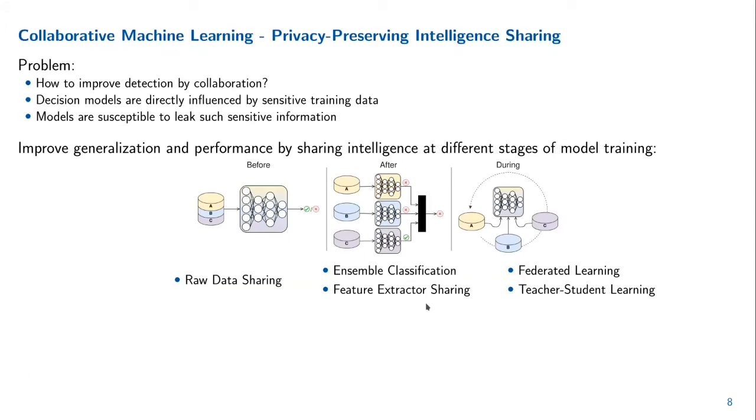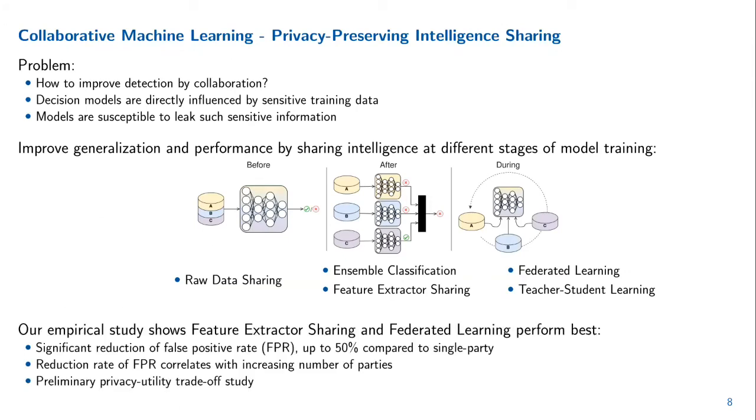And two other approaches are applicable during the training of a collaborative machine learning model. Here we use federated learning, in which we share the updates to a global model. And we also investigated teacher-student learning, where a student is trained by the predictions of teacher models. We did an empirical study which showed that feature extractor sharing and federated learning perform best for DGA detection, and we could show that we can significantly reduce the false positive rate by up to 50% compared to single-party approaches.